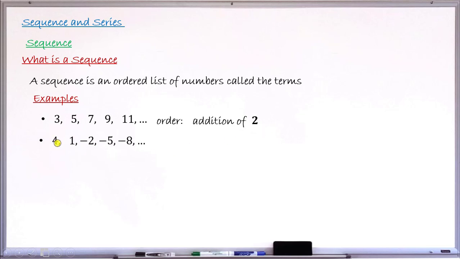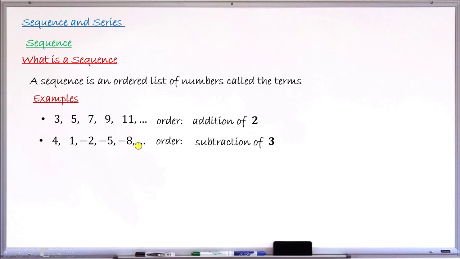Let's have another example of a sequence. I have 4, 1, minus 2, minus 5, minus 8, and so on. This one also, there is a criteria of making this list. There is a condition that is followed in writing these numbers. The order there is nothing but subtraction of 3. When you subtract 3 from 4, it gives you the next term, which is 1. 1 minus 3 gives you the next term, which is minus 2. Minus 2 minus 3 gives you the next term, which is minus 5, and so on.